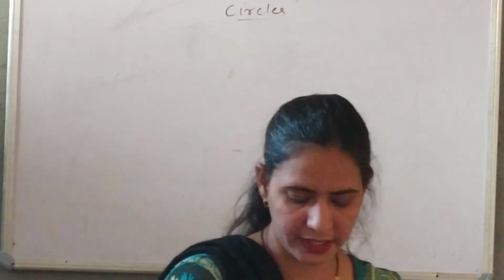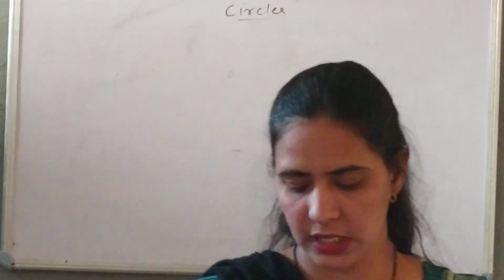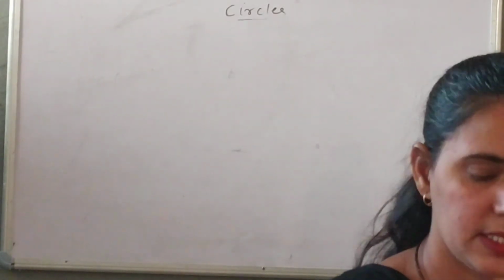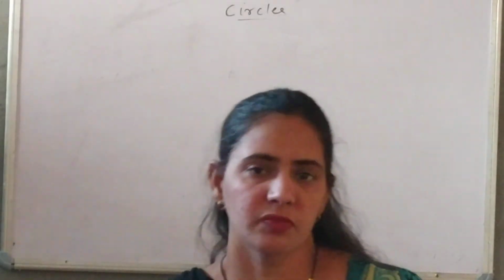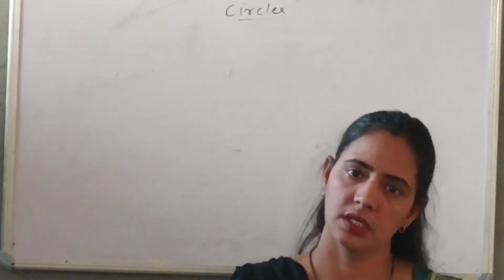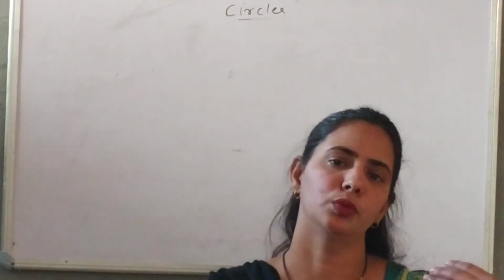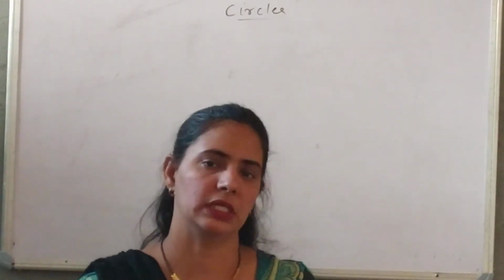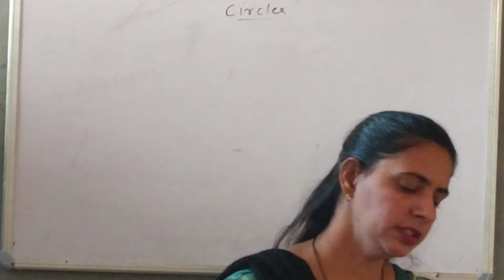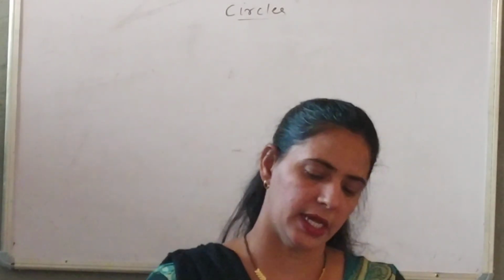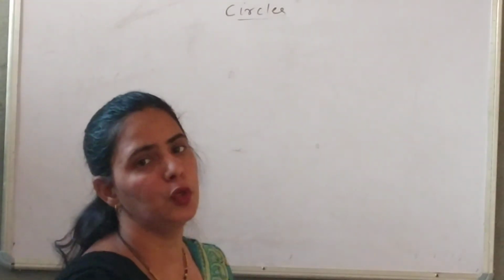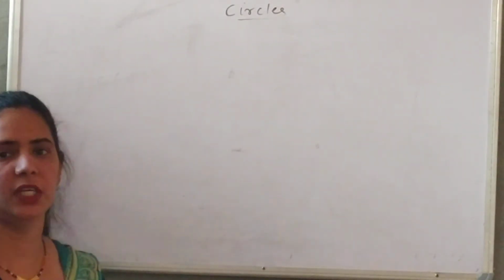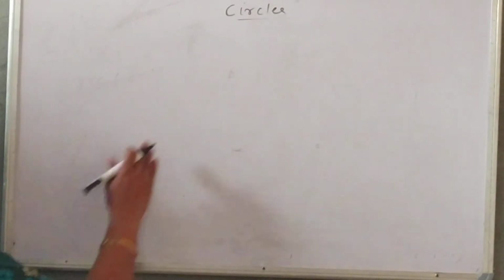The question is, prove that equal chords of congruent circles subtend equal angles at their centers. In the theorems we proved, only one circle was given and we had to prove either chords are equal or angles are equal. Now we are given two congruent circles, and we are to prove that if two congruent circles have equal chords, then they subtend equal angles at the center.